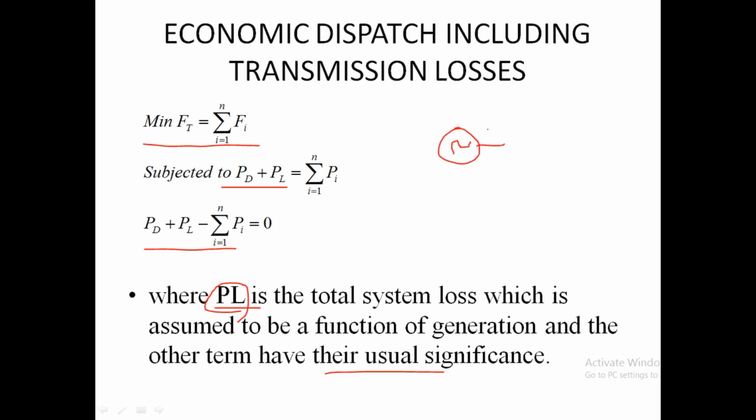That means if we have a first bus and a second bus, bus 1 and 2, then this line has a loss. That loss always depends on the generation. That is the point you have to note down, because this loss is always a function of generation, but demand is not a function of generation. Demand is a constant, but loss is not a constant. Loss depends on how much power is generated by this plant. Depending on that, this loss will be created. So loss is always a function of generation.